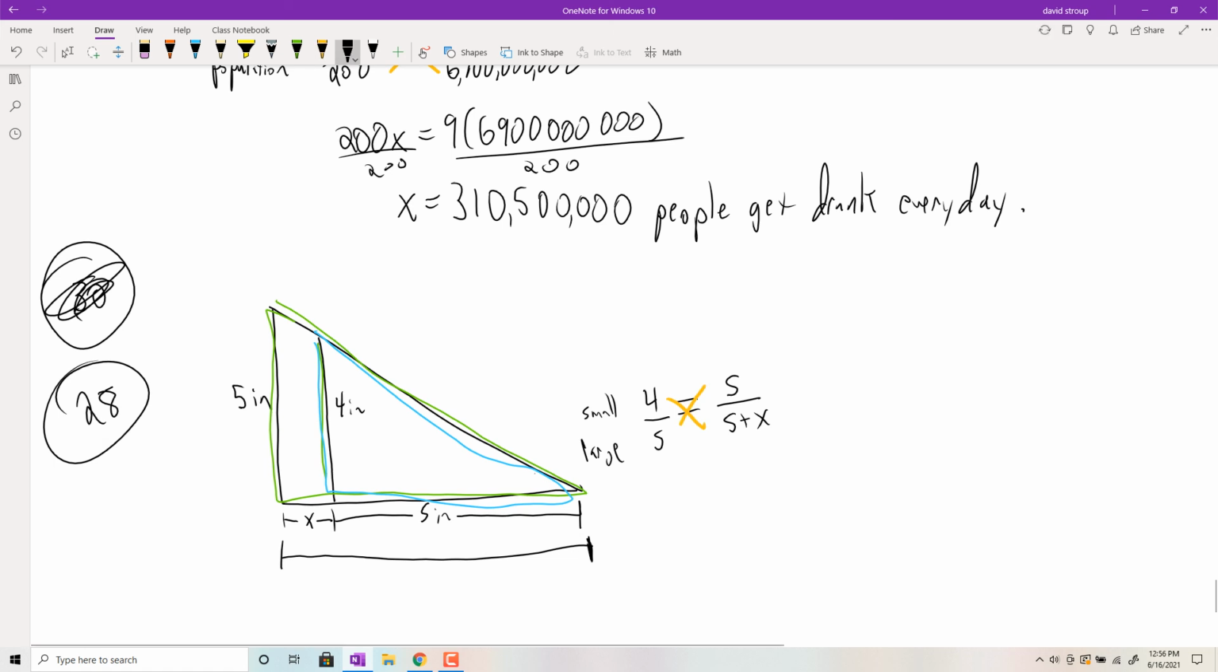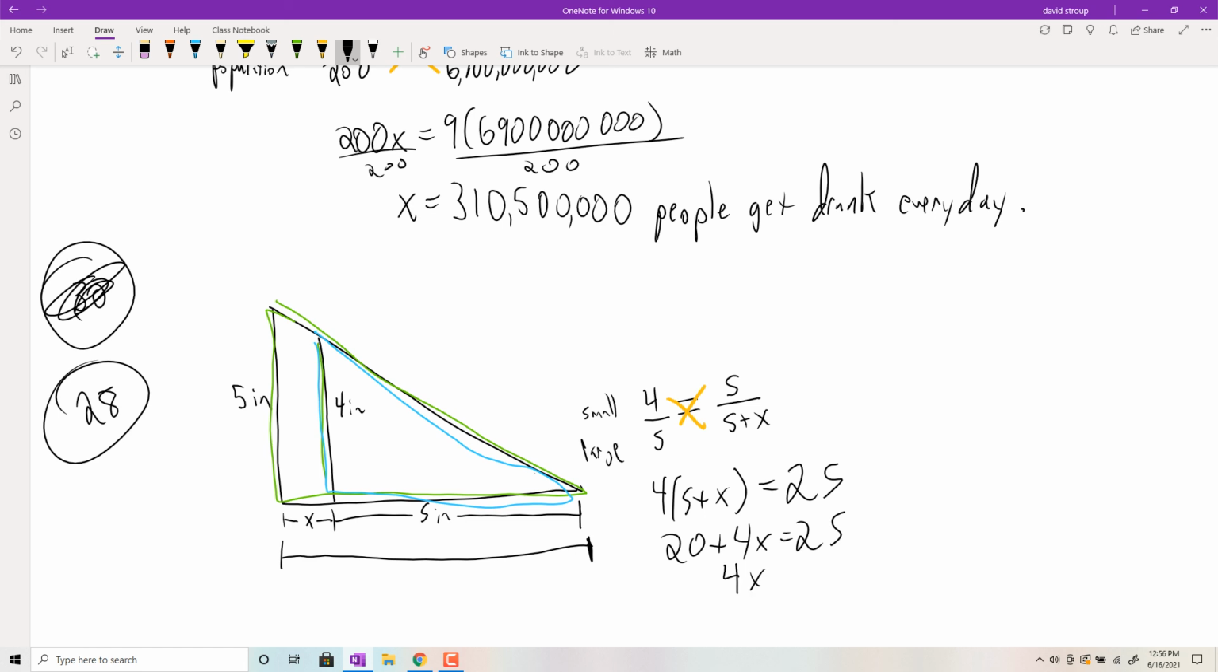So let's see what we get. 4 times 5 plus x equals 5 times 5, which is 25. Get 20 plus 4x equals 25. 4x equals 5. Really? 5/4 inches? That doesn't sound right. Let me look. Yep, it's right. Okay, well, I'm surprised.